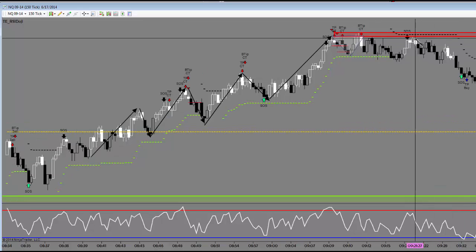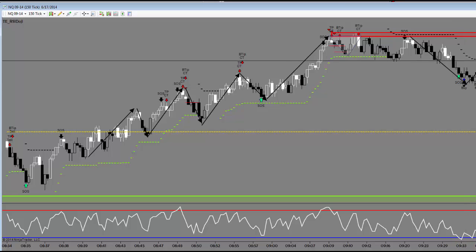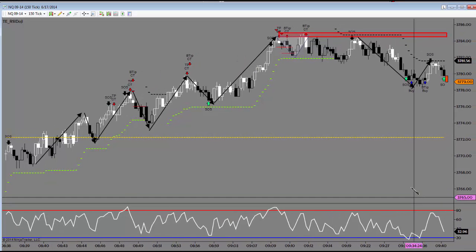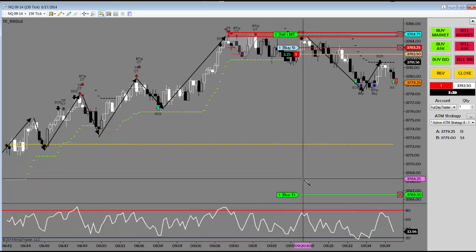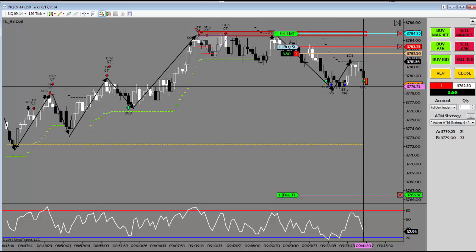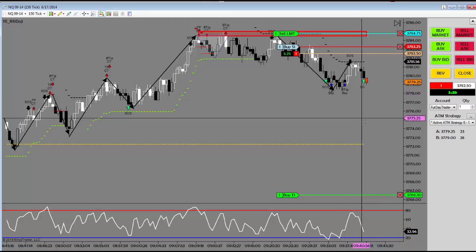Now, right here, we go new structure low, lower high, and then we anticipate a retest of that low. So let's turn this back on. We're just now hitting target 1. So my add-on that I sold here, aggressive, we just hit our first target. Scalpers off. And now we'll see if we break this support and go to a new structure low right here.